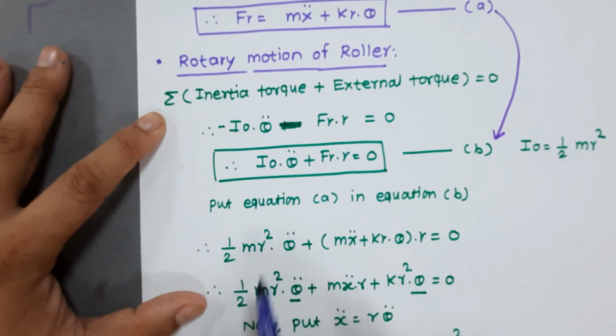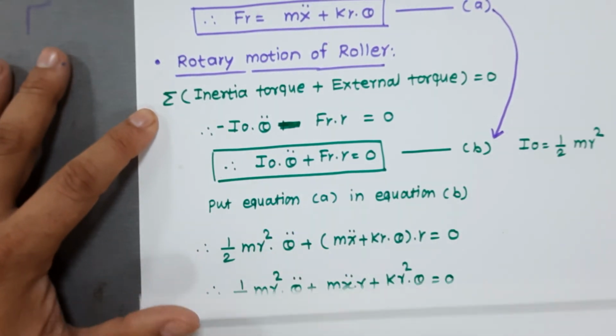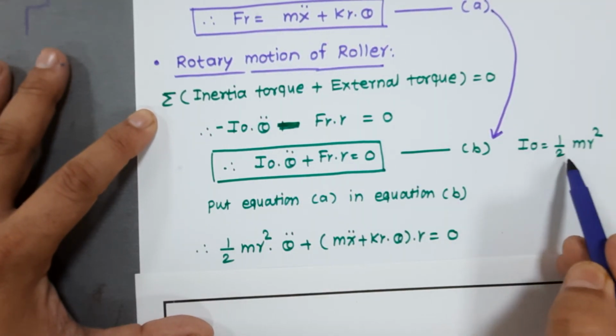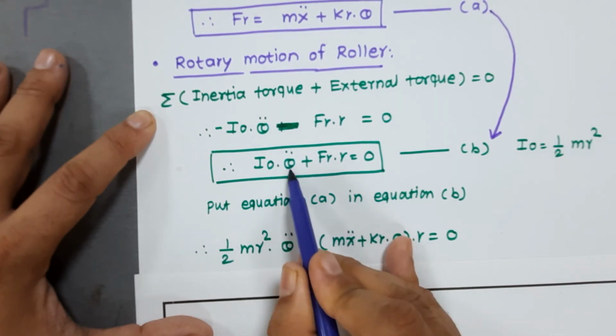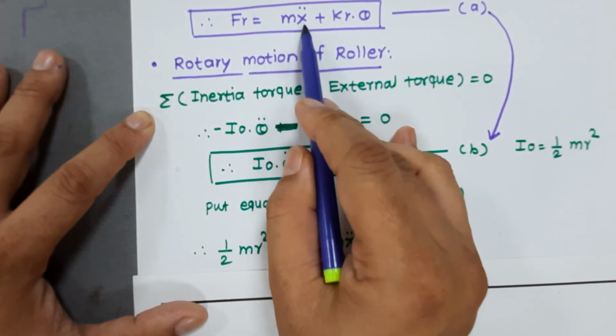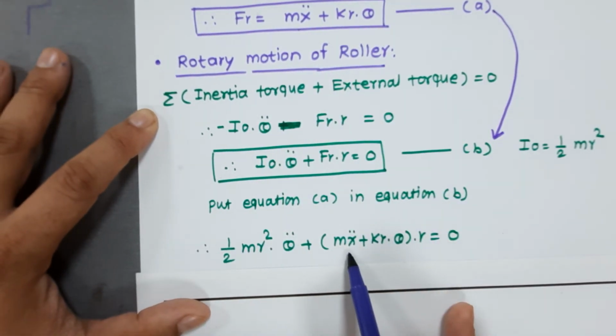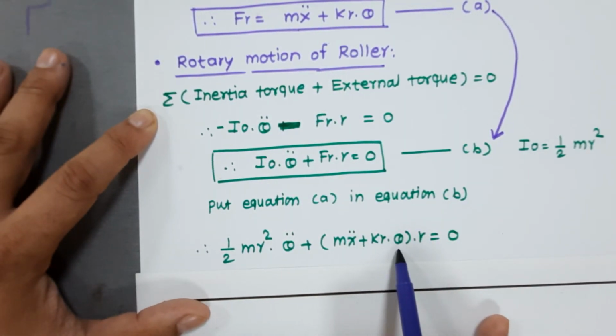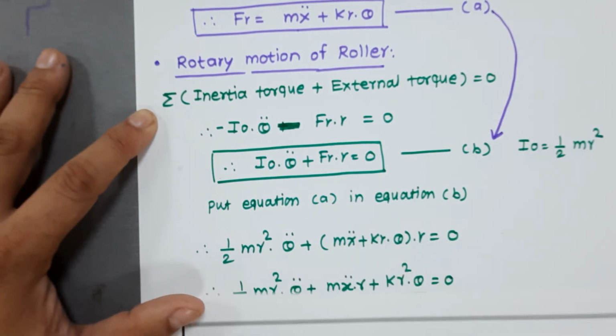So we have this. Here I am going to put the value of I0 as 1/2 m r square, theta double dot as it is, plus fr. What is our formula for fr? Here, look, m x double dot plus kr into theta. Now I am going to put here m x double dot plus kr into theta, bracket complete, so r is multiplied here, is equal to 0.